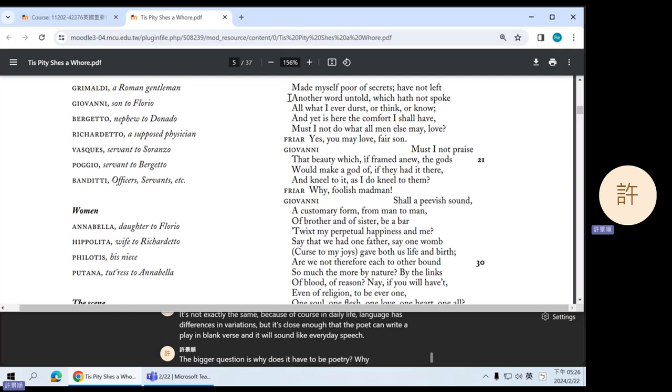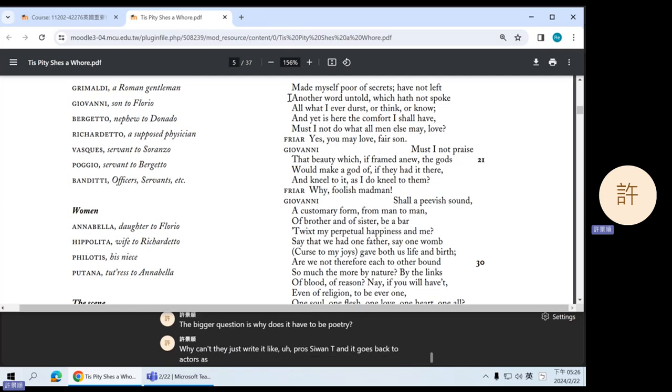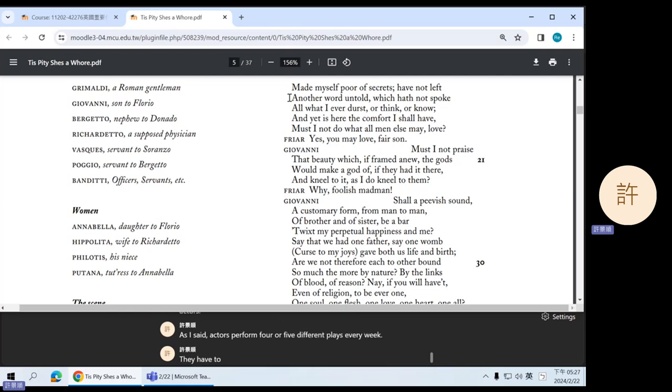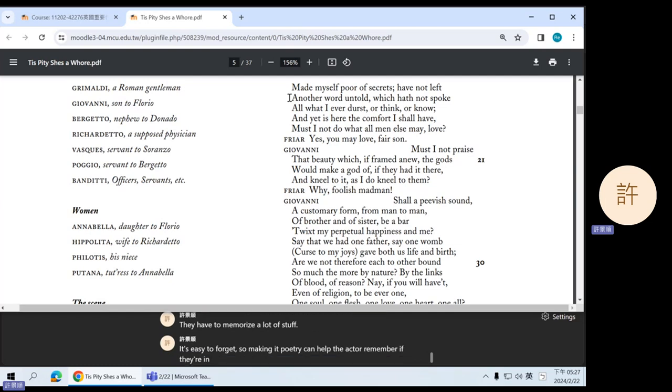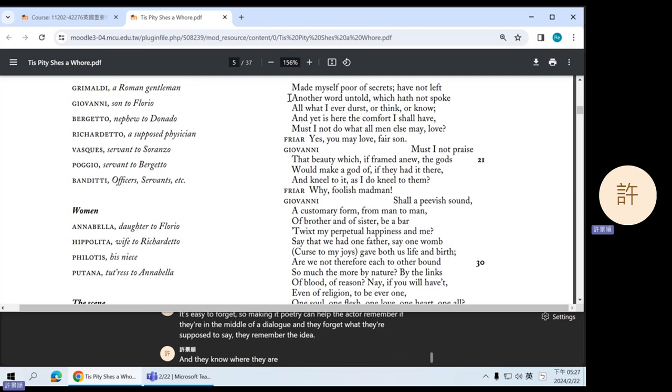Why can't they just write it like prose? And it goes back to actors. As I said, actors perform four or five different plays every week. They have to memorize a lot of stuff. It's easy to forget. So making it poetry can help the actor remember. If they're in the middle of a dialogue and they forget what they are supposed to say, they remember the idea and they know where they are in the poetry, they can kind of guess what they're supposed to say. So even when they forget, they can figure it out and get through the rest of the scene.